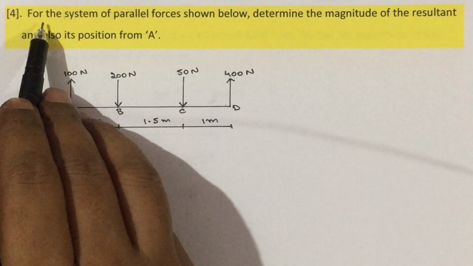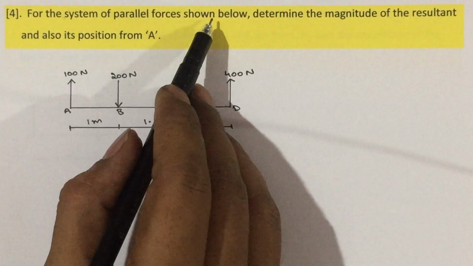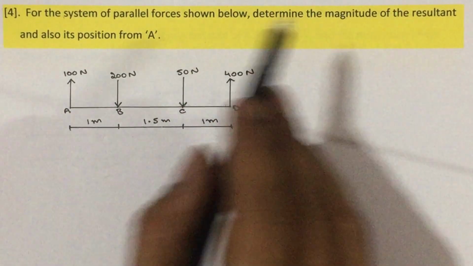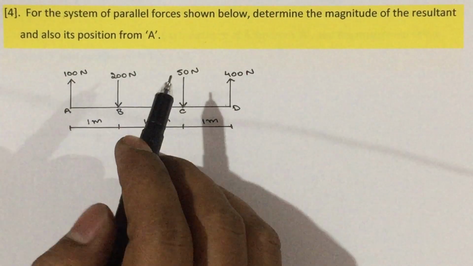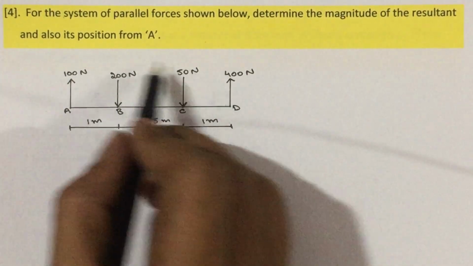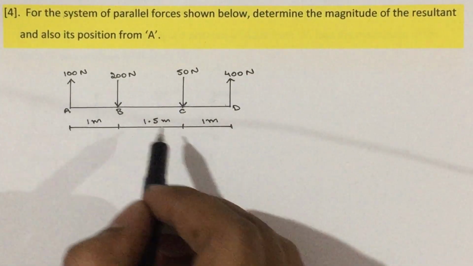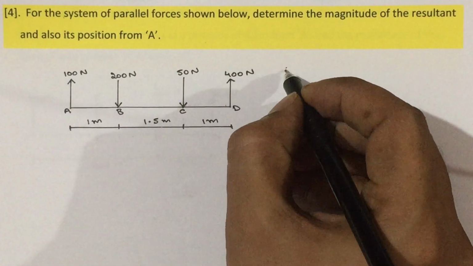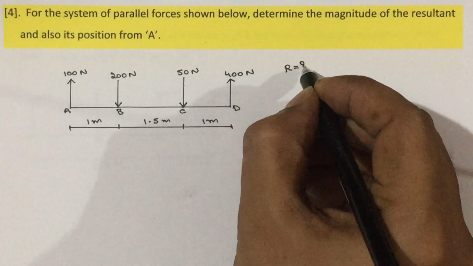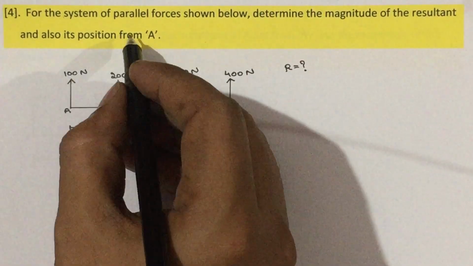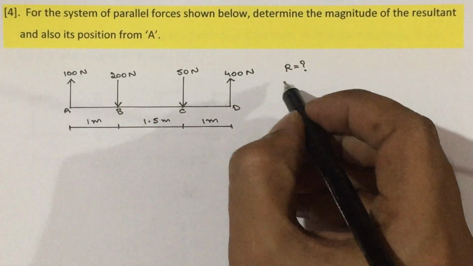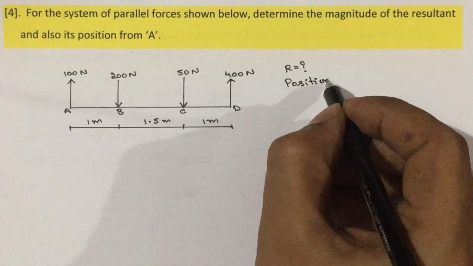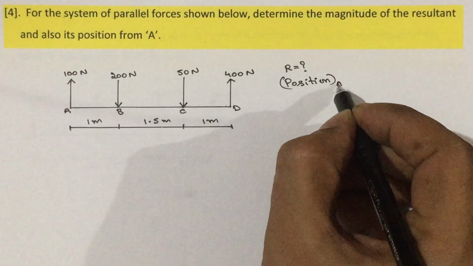Problem 4. For the system of parallel forces shown below, determine the magnitude of the resultant and also its position from the point A. This is the parallel system given. It's a non-concurrent force system. Here we need to determine only the magnitude of the resultant, that is R is equal to question mark. Then also its position with respect to point A.